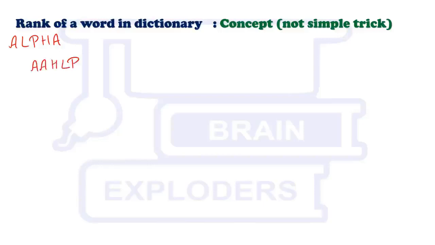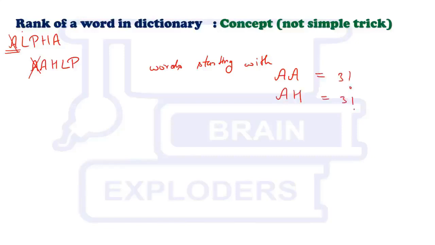Great. So words starting with A. Wait, we have found our first letter in the correct place, so eliminate it from here. Now words starting with A, how many words start with A, B? 3 factorial. How many words start with A, H? They are again 3 factorial.